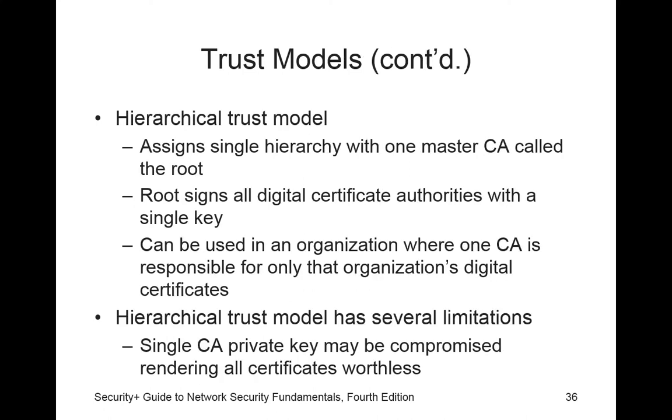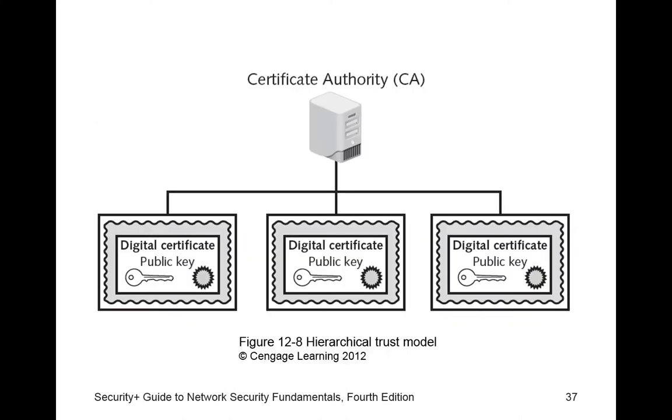Hierarchical trust model. The school, the CA, called the root, assigns a digital certificate to an authority, which would be me, and then this organization, I can hereby give it down to you. Does that make sense? That's hierarchical. But if one gets hacked, they're all worthless. So do you want to use a hierarchical? That's an example, and then it just keeps on going down.